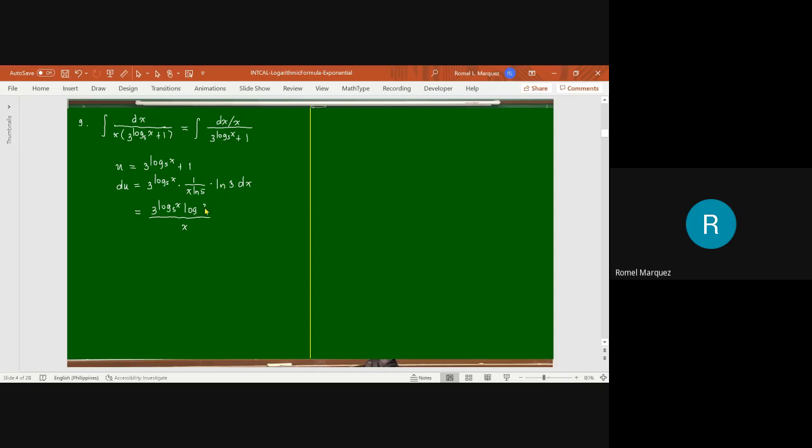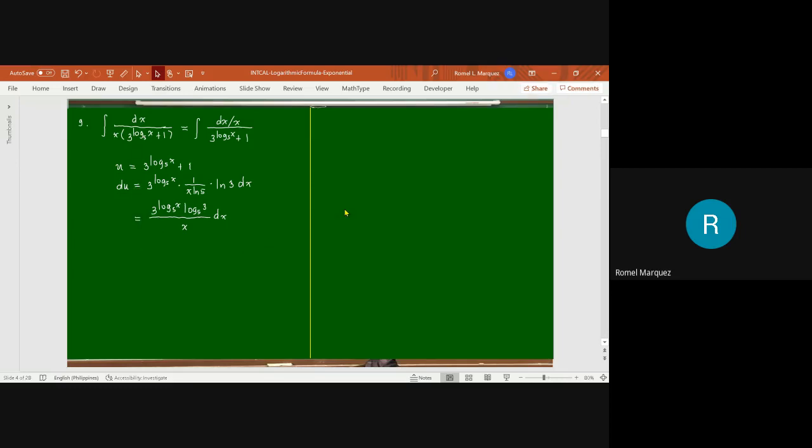Guys, log of 3 to the base 5. Tama ba ako? Di ba change of base? Log of 3 to the base 5 means ln3 over ln5. Change of base, okay? Pero kung gusto nyo lang, pwede rin namang ln3 over ln5. Now, then, multiplied by dx. Kaya lang ang problema, children, nasa numerator ba yan, guys?